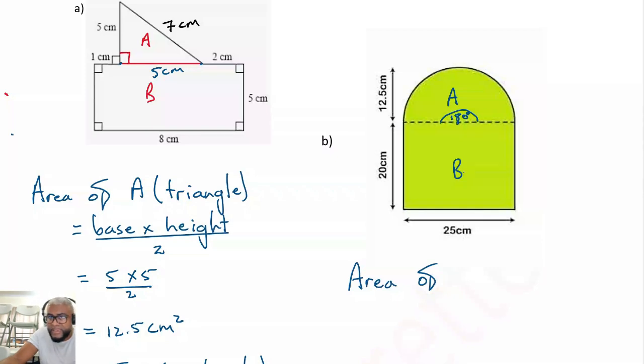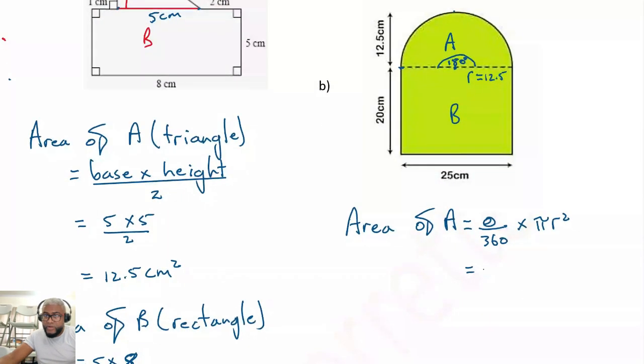So 180 is how many degrees are in the semicircle. What is the radius of the semicircle? 12.5, sir. 12.5. Right, excellent. It's on the side here. The distance from here to the top is actually 12.5. That's my radius. So the area of A, which is a sector, would be theta over 360 multiplied by pi r squared. Theta would be 180 over 360 multiplied by 22 over 7 multiplied by my radius, 12.5 squared.